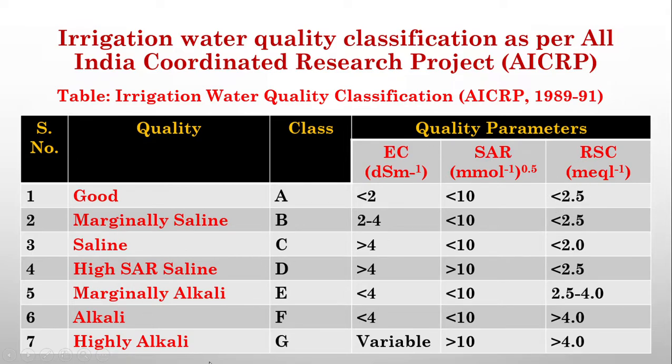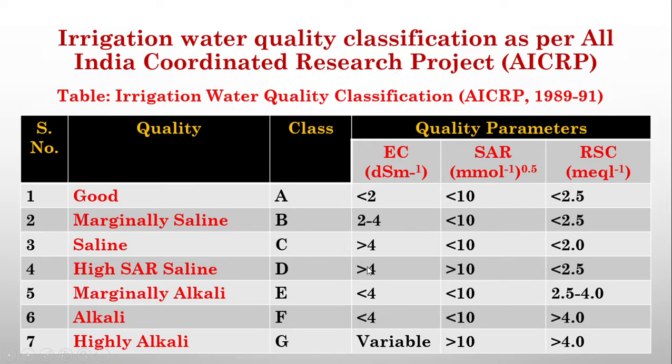And very marginally saline has 2 to 4 EC, less than 10 SAR, less than 2.5 RSC. Saline water has greater than 4 EC. EC is representing the salinity, so it is greater than 4 EC and less than 10 SAR, less than 2 residual sodium carbonate. High SAR saline soil, both SAR and salinity values will be higher.